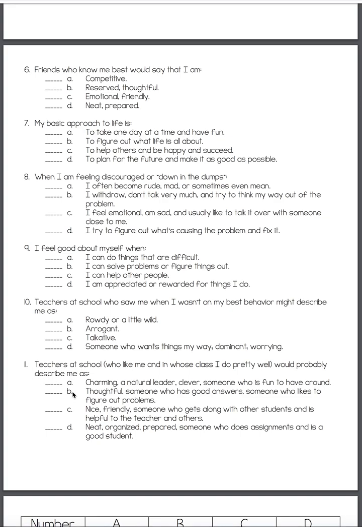B, your teachers who really like you, they'd say, this is a thoughtful student, somebody who has good answers, someone who likes to figure out problems. And C, this student is nice, friendly, someone who gets along with others, and is helpful to the teacher and others. D, how would your teachers in the past describe you? This student is neat, organized, prepared, someone who does assignments and is a good student.